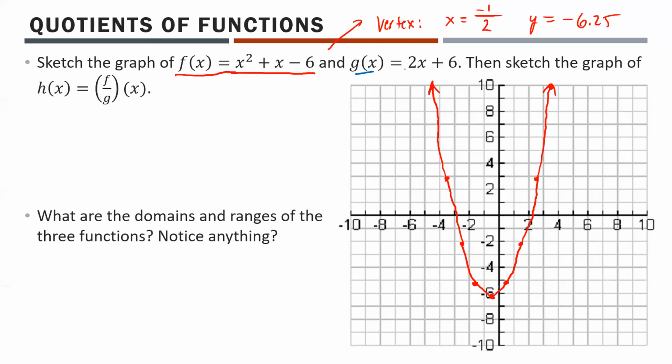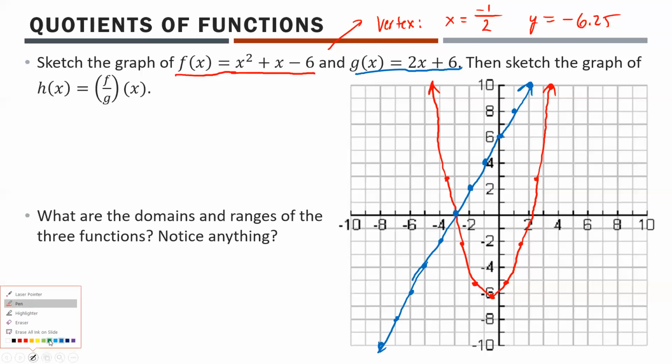G of x, I'll do it in blue, it's 2x plus 6, so +6 is our intercept there, and of course our slope is 2, so up 2 over 1, up 2 over 1, and then just do it in reverse. There we go, down here, down here, down here, down here, and down here. And connect it with a line. I'm just gonna leave that little blip right there, that's fine. All right, now the real tough one.